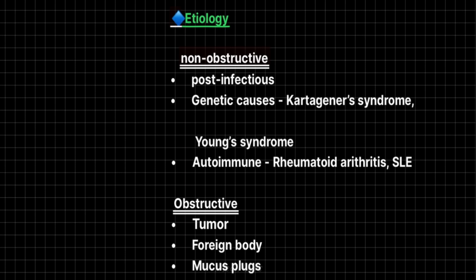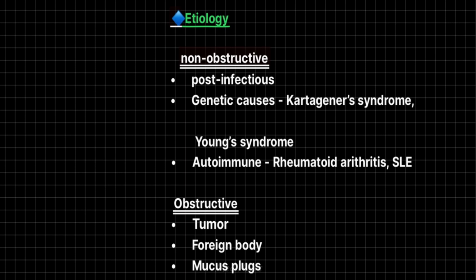Coming to the etiology, the causes of bronchiectasis can be classified into non-obstructive causes and obstructive causes. Under non-obstructive causes, we have post-infectious causes, genetic causes, and autoimmune causes. Post-infectious, that is, bronchiectasis can occur as a complication of many infections like mycobacterial infections, HIV infections, influenza viral infections, etc. It can also occur as part of some genetic causes like Kartagener syndrome and Young syndrome, and some autoimmune disorders such as rheumatoid arthritis also contribute to bronchiectasis.